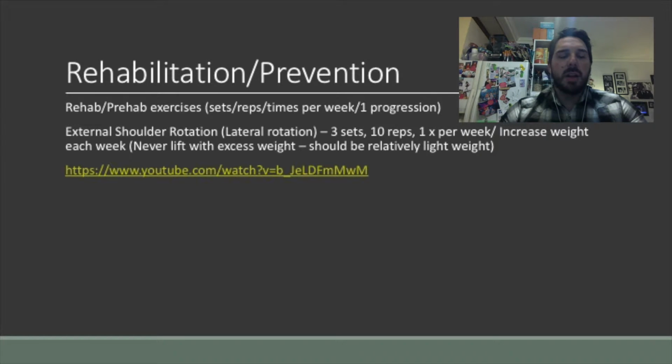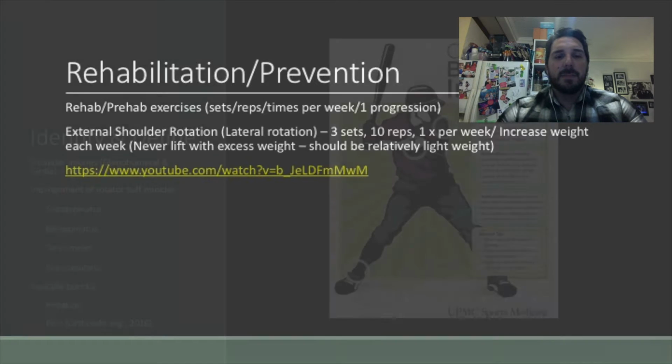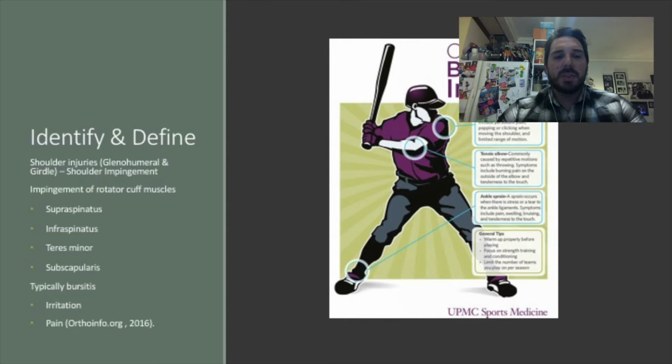Also, going back to treatments, a simple treatment could just be changing the motion of whatever caused the injury in the first place. You could just modify it. That's not always possible, but it should definitely be considered. Okay, so let's talk about the second injury, which is impingement.